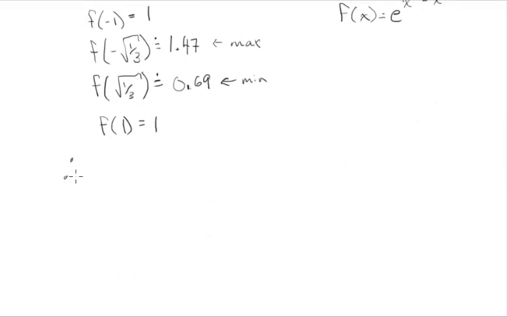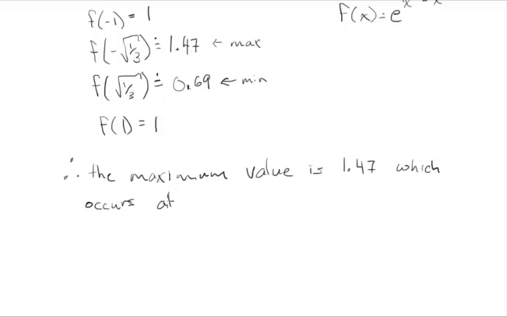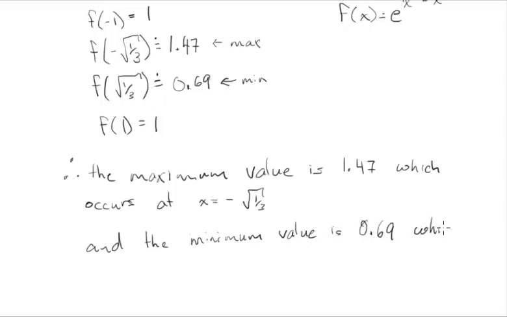So we can say, therefore, the maximum value is 1.47, which, if we want to say when that happens, which occurs, this wasn't actually asked in the question, but sometimes it will be, at x equals -1 over root 3, and the minimum value is 0.69, which occurs at x equals the square root of 1 over 3.